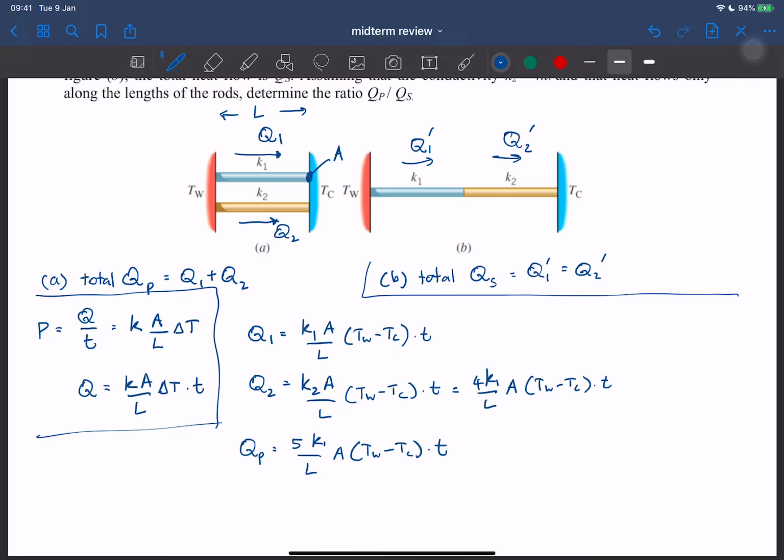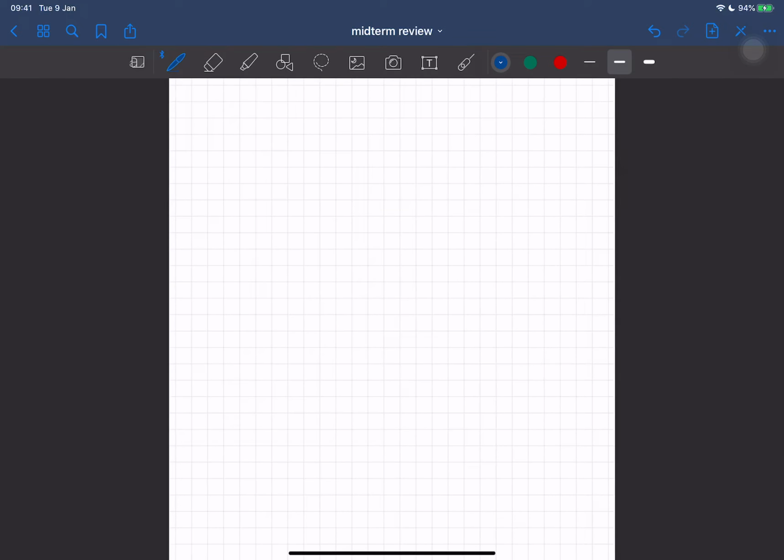Now for B, it's a little bit more complicated because we know that the heat flow through K1 and K2 are the same. But the heat flow through K1 is determined by the difference between the temperature TW and this point, which we don't know. And the heat flow through K2 is the temperature difference between this point, which we don't know, and TC. So our first task is to actually find out what is the temperature at this junction here. So I will call this T prime. Okay, so that's the first thing. And I'm running out of space, so I'm going to draw it like this.